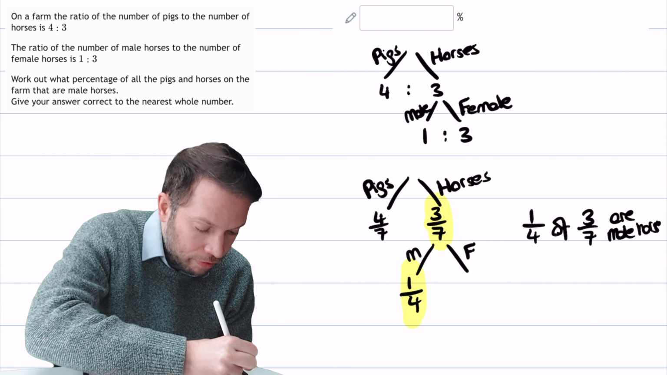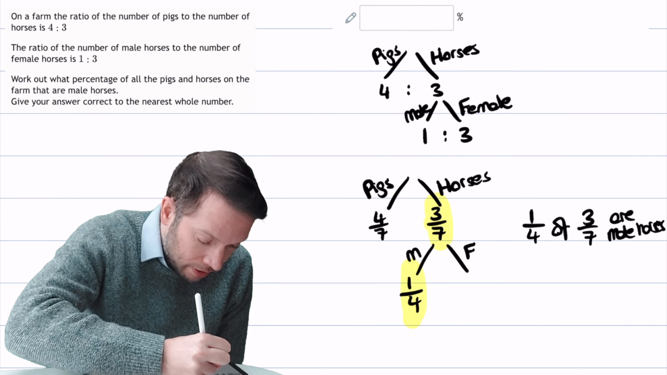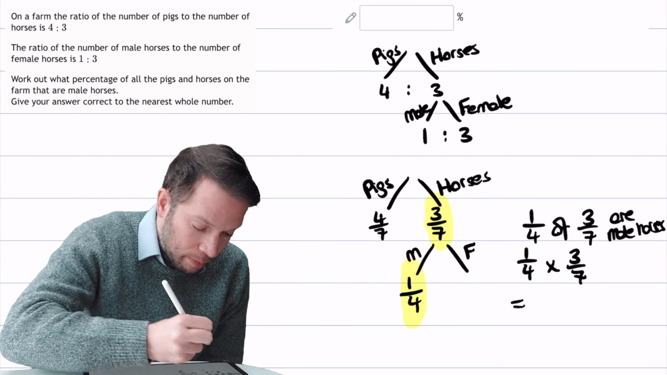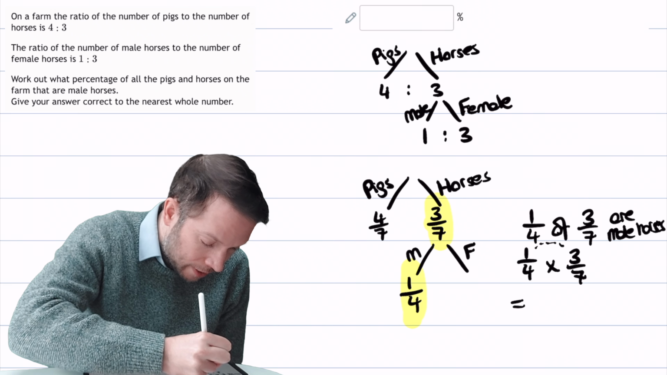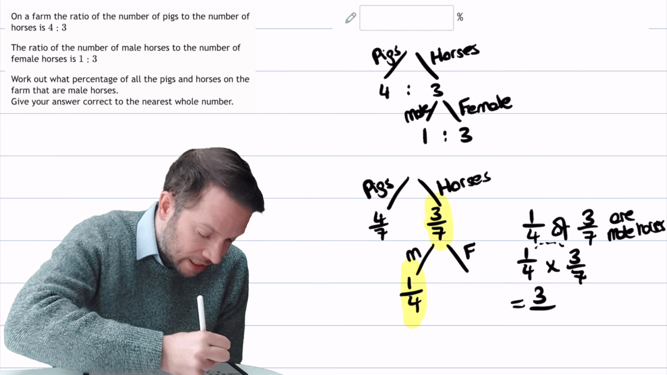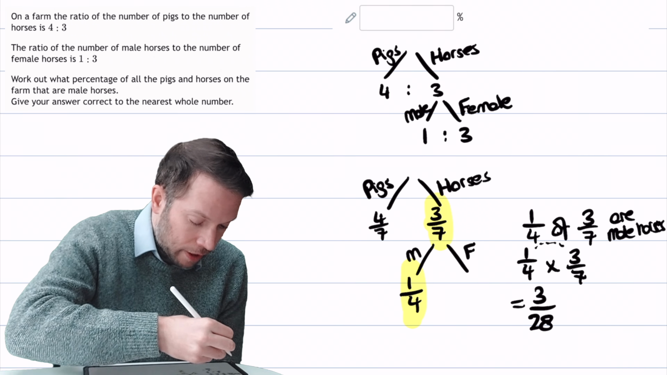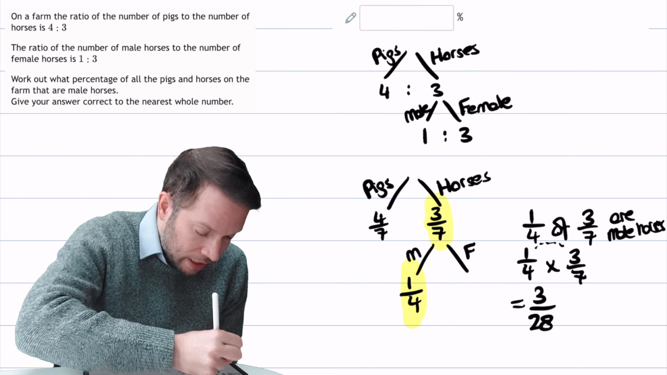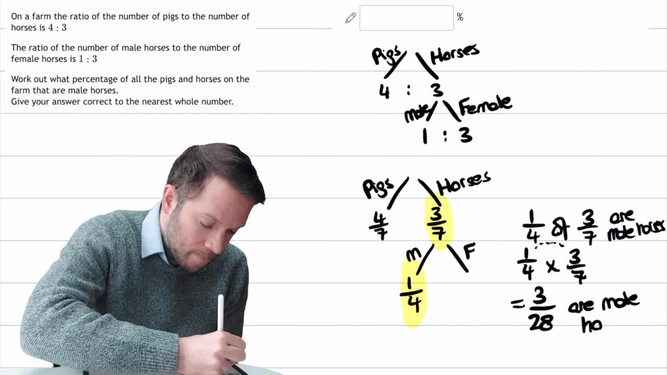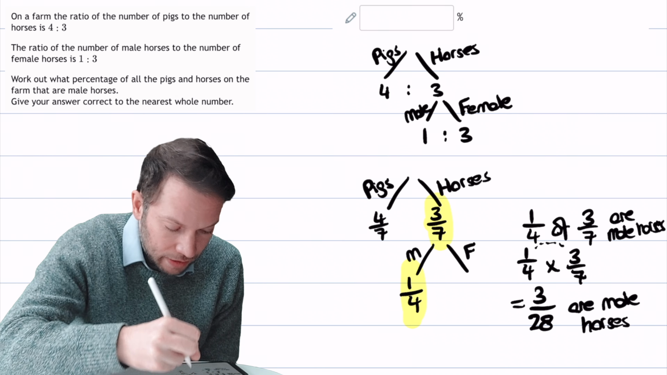And remember, when we find a fraction of a fraction, we can just times them together. So we can just do 1/4 times 3/7. If we multiply the numerators together, we get 3. And we multiply the denominators together, 4 times 7, 28. So therefore, that's the final answer: 3/28 of the animals are male horses. And that is the final answer.